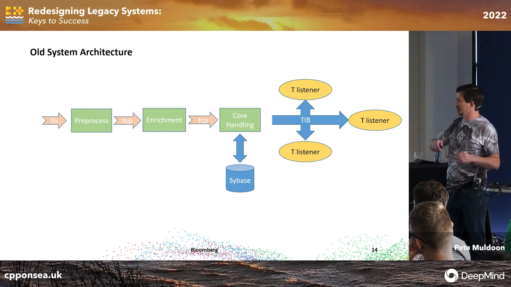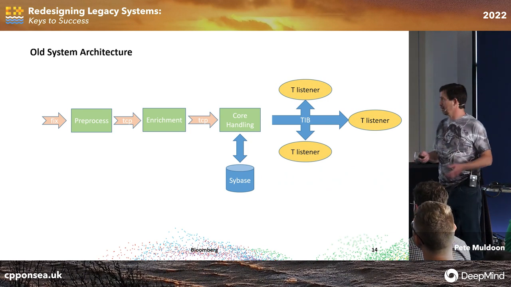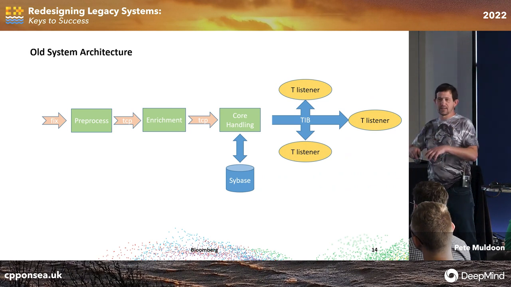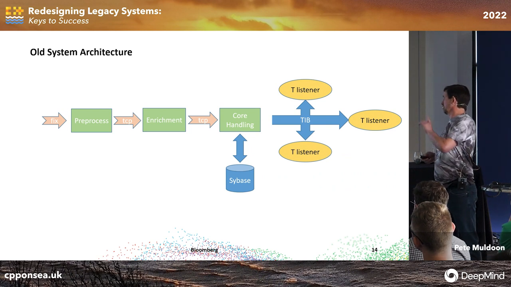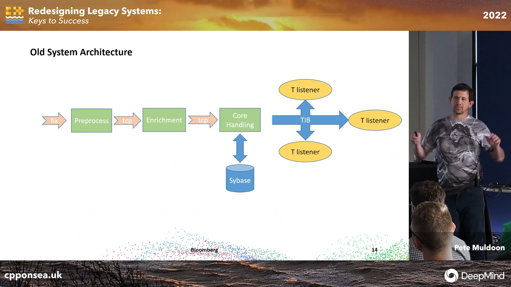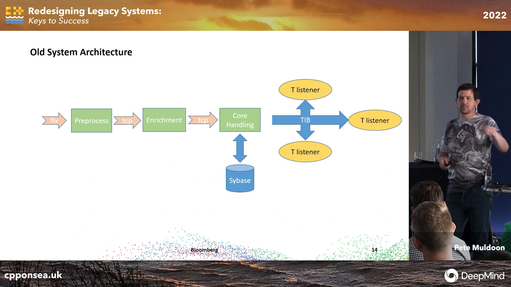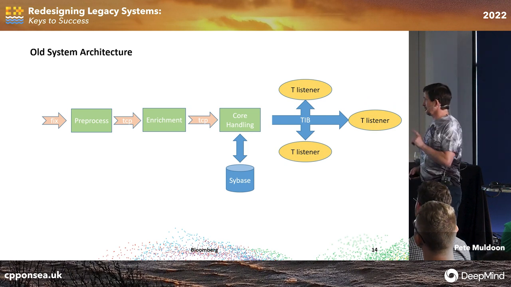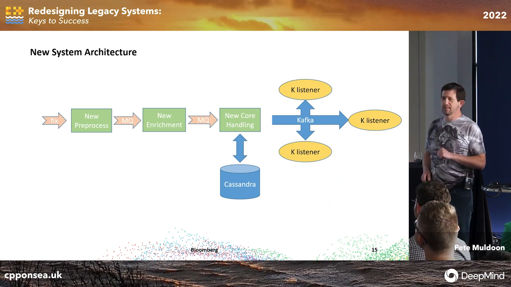So it goes to a bunch of places, enriches that trade, and that's sent on to core handling, and core handling loads the state of that beforehand, applies the state changes, and saves it back. So we have persistence, and then that goes on to a bunch of listeners, which will be your program screens that traders look at and say, here's what's happened. The market's moved this way. So this was the old system architecture, and the new system architecture was this.